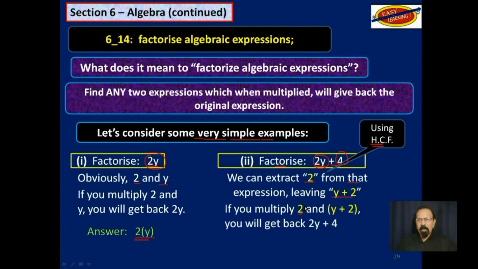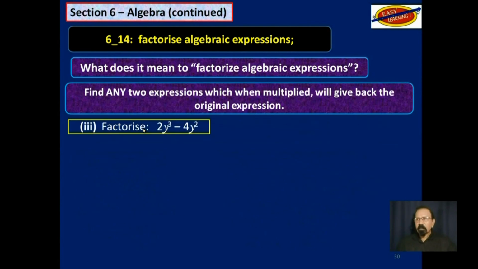So if you multiply 2 and y plus 2, you will get back 2y plus 4. So the answer to this is 2 multiplied by y plus 2. Those are the 2 factors, 2 and y plus 2. All right, let's step this up a little.